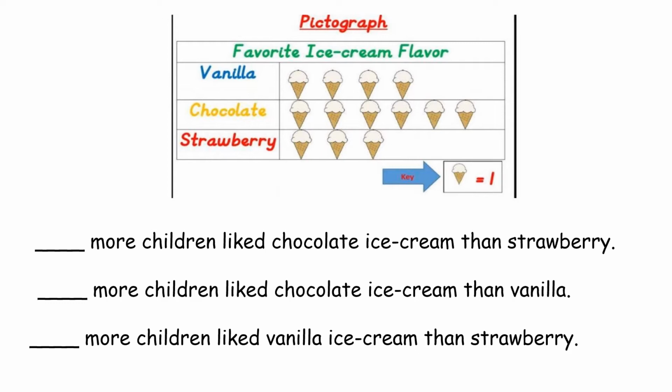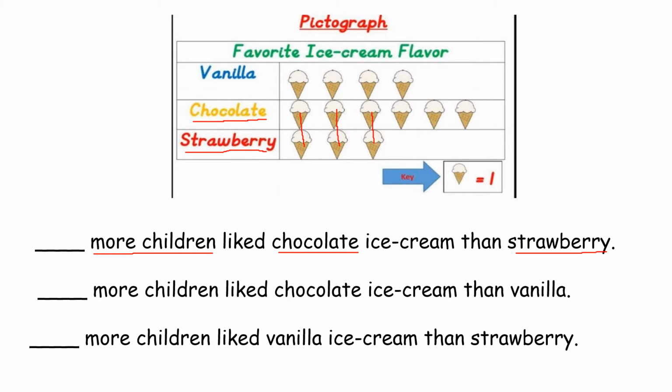Some more children like chocolate ice cream than strawberry. We want to know how many more children liked chocolate than strawberry. So we are going to locate on the pictograph the chocolate ice cream and the strawberry ice cream. To find out how many more, we are going to compare, we are going to match. So we're going to match this ice cream with this ice cream, this with this, and this with this. We have no more strawberry ice creams to match.